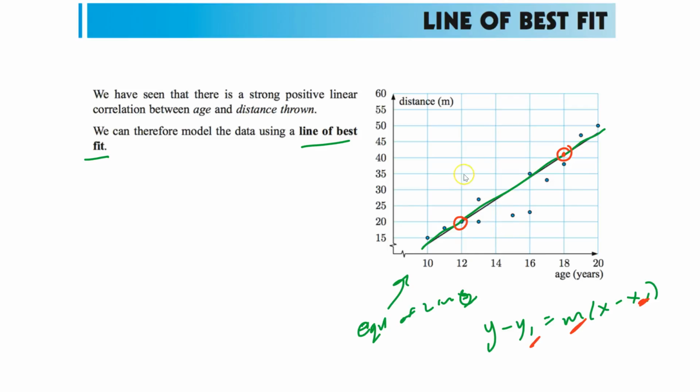IB likes to use a point called the mean point. I've never seen this on a test, but it's in the book. All that is, you find the mean of your x's and the mean of your y's. You get all your x's, average them out, and you get a point right there. And that's the point they use for x1 and y1. That's what IB likes to do. But again, I've never seen it on a test.